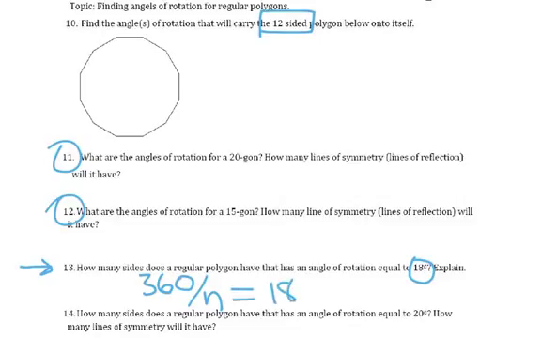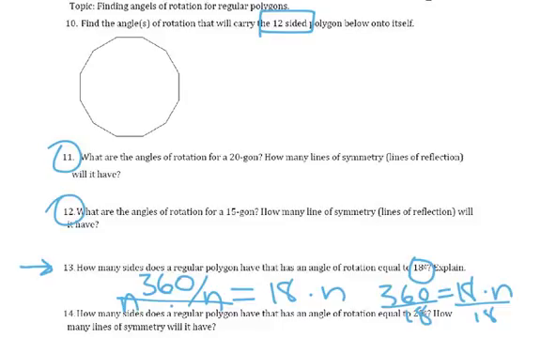So how do I solve that? Well, it's an equation. Times both sides by n. So we get 360 equals 18 times n. Divide by 18, and that'll give us our answer, which I believe 360 divided by 18 should take us back to 20 sides. 20 sides. Okay.